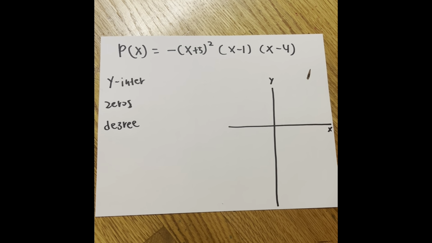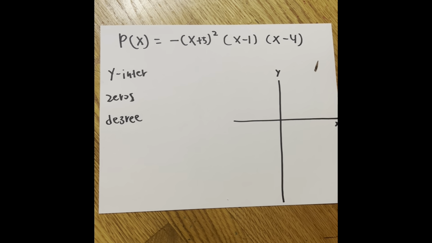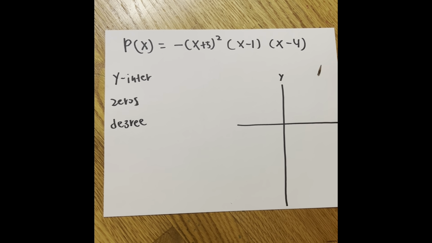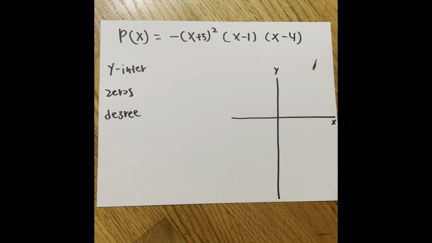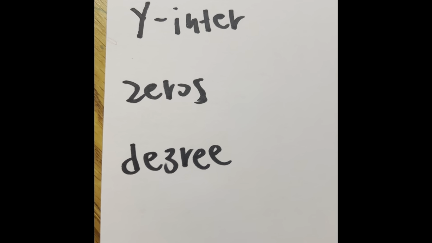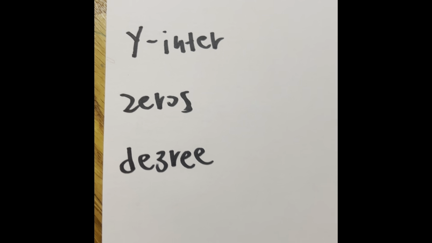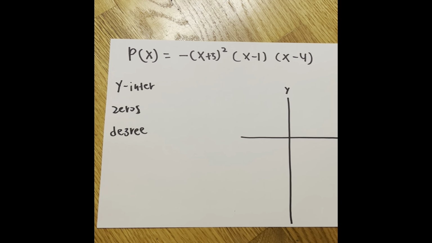The next one we're going to take a look at is going to be a little bit different. This one is the function P(x) = -(x + 5)^2 (x - 1)(x - 4). We have to take a look at the y-intercept, the zeros, what degree it is, and what the graph is going to look like. So let's get started. Let's do the math.